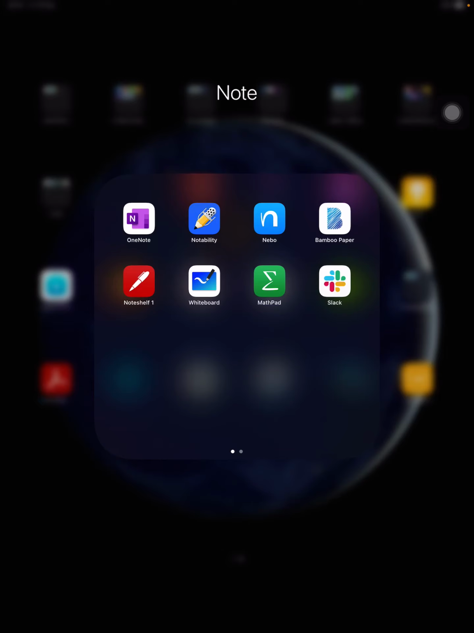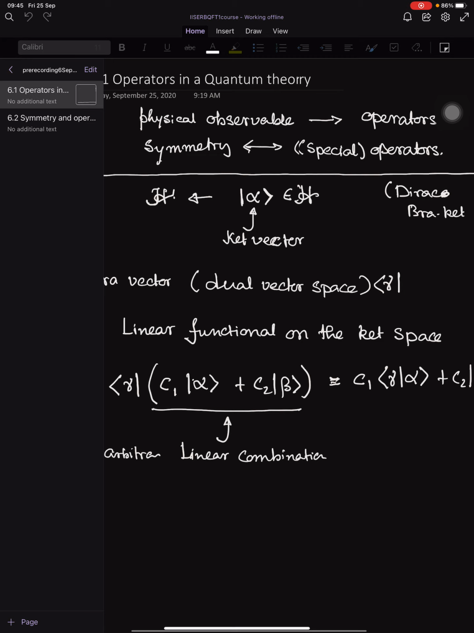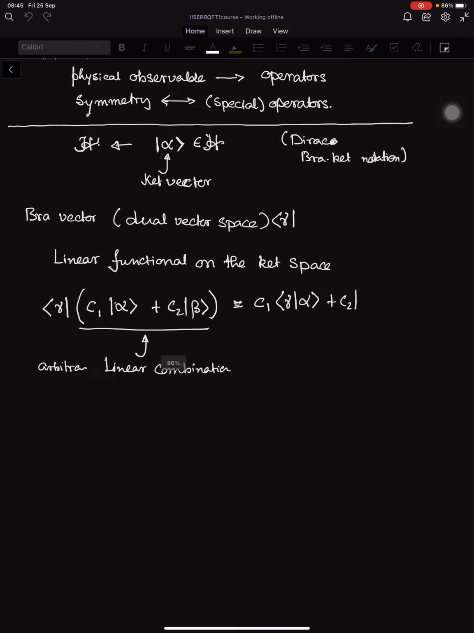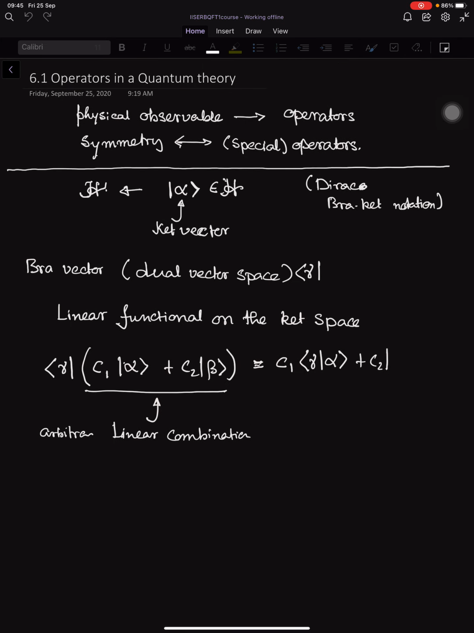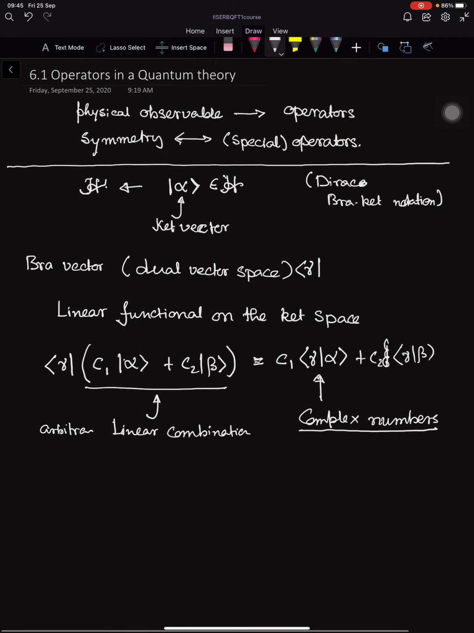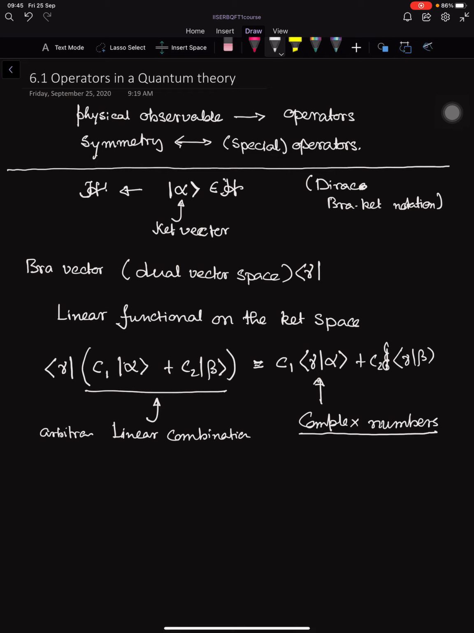These are complex numbers. In general they can be real, but they are in general complex numbers. This will be very important later, we will see. So now let's just go to what we mean by operators.